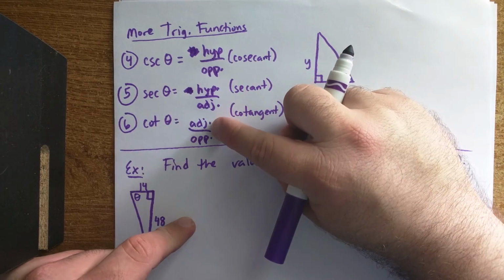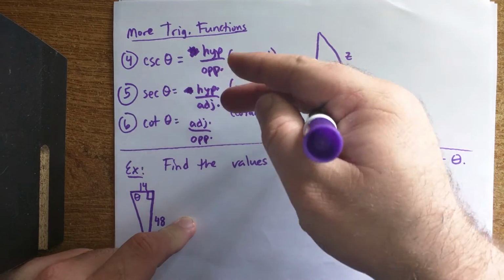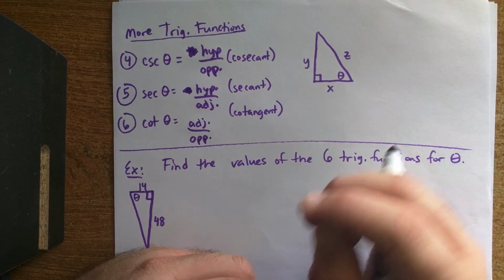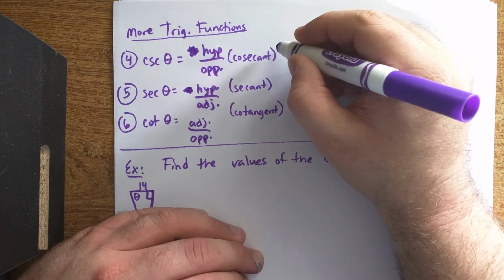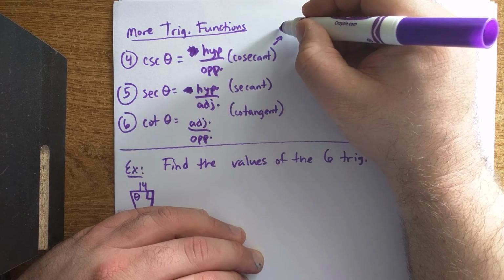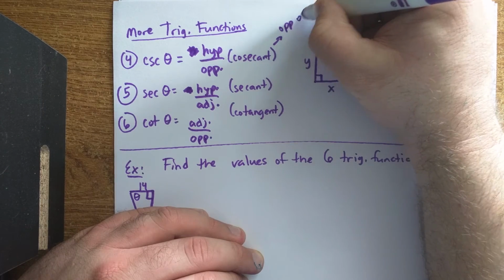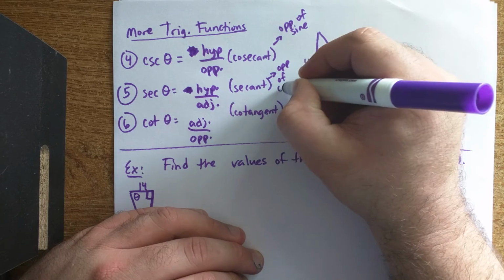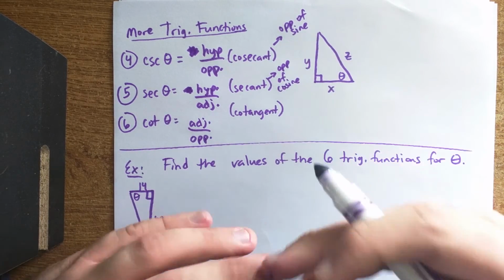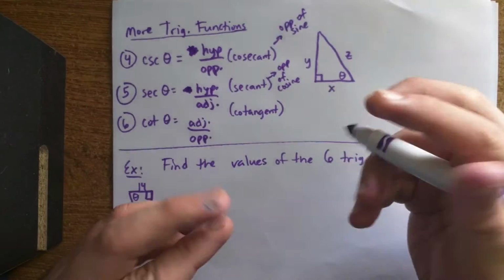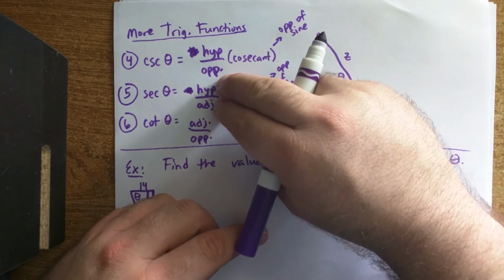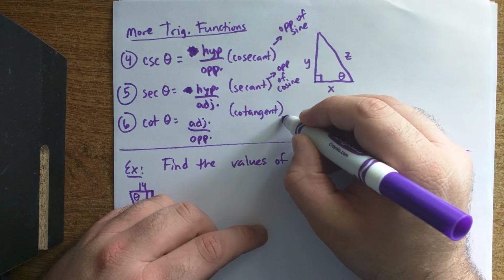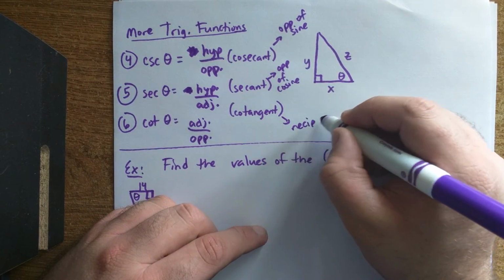I want you to think about these real quick. These are just the flipped over versions of sine, cosine, and tangent. That's actually the way I remember this. Cosecant is the reciprocal of sine. Secant is the reciprocal of cosine. I really should be saying reciprocal, not opposite. What I mean is secant is just cosine, but the reciprocal of it. Cotangent is the reciprocal of tangent.